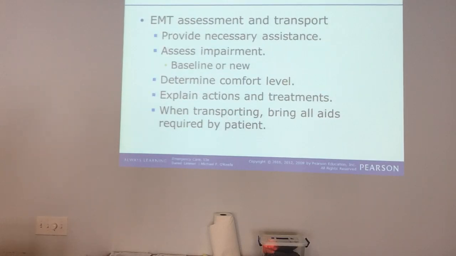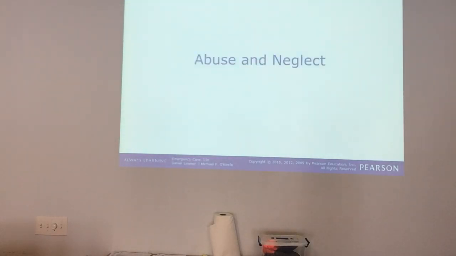So we've got to provide assistance as necessary, assess their impairment, whether or not it's baseline or new. Once again, this is where family members can help, and even the patient can help. This is new. I've been in a wheelchair for a while, but I can't move my left side. Well, they may be having a massive stroke. We need to watch for that, right? And bring the aids required by the patient. If they walk with a cane, bring the cane. We don't like to do that. We don't like to bring walkers and canes. Why? Because we don't have a lot of room in our ambulance, but we should bring them if we physically can.